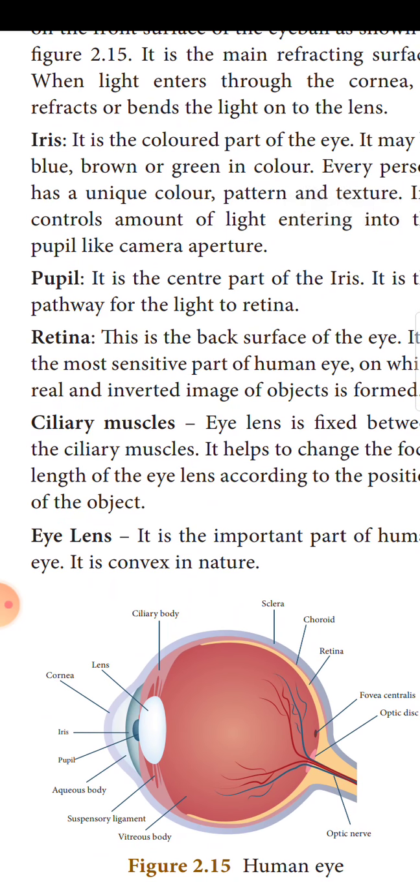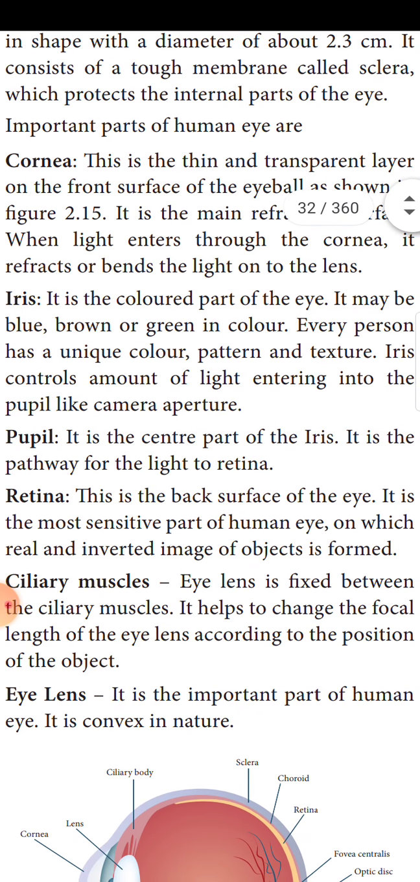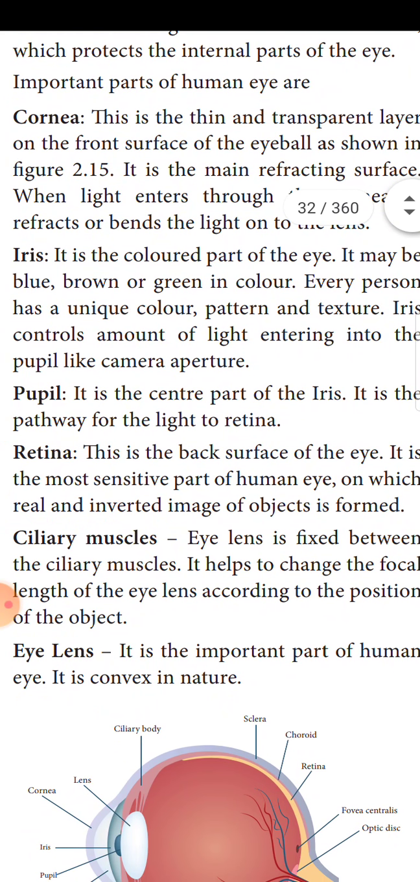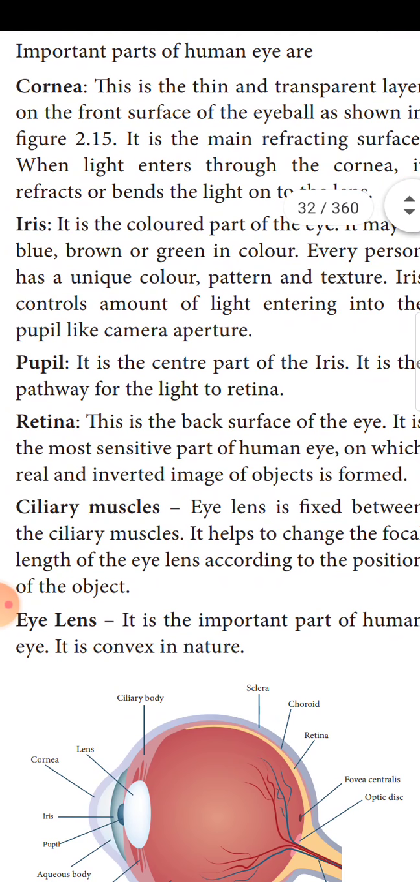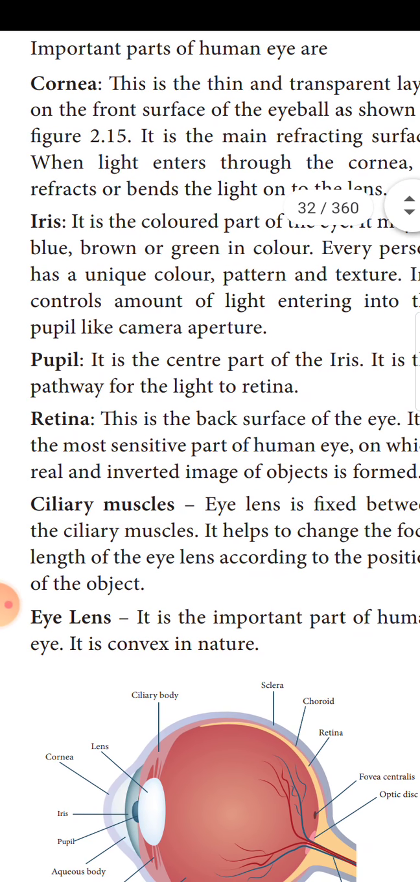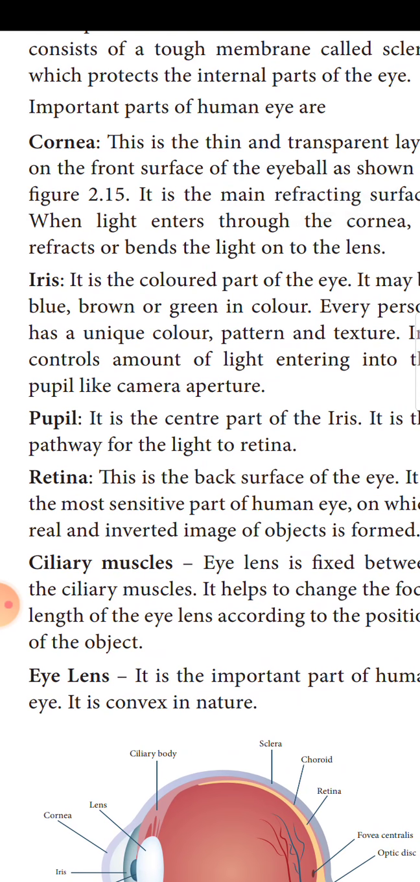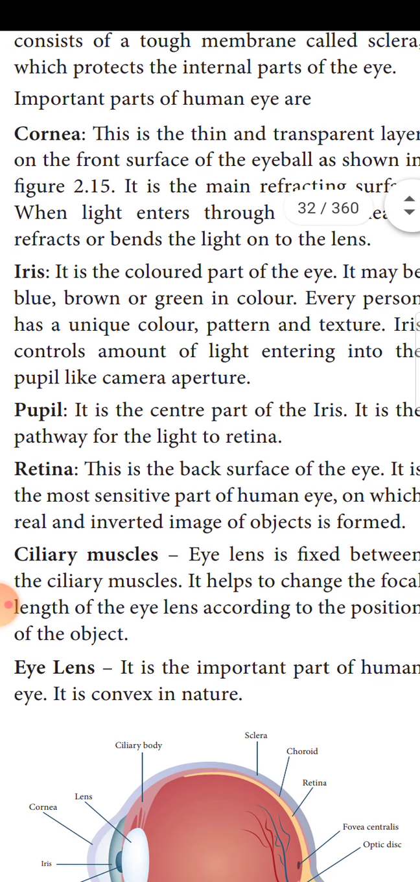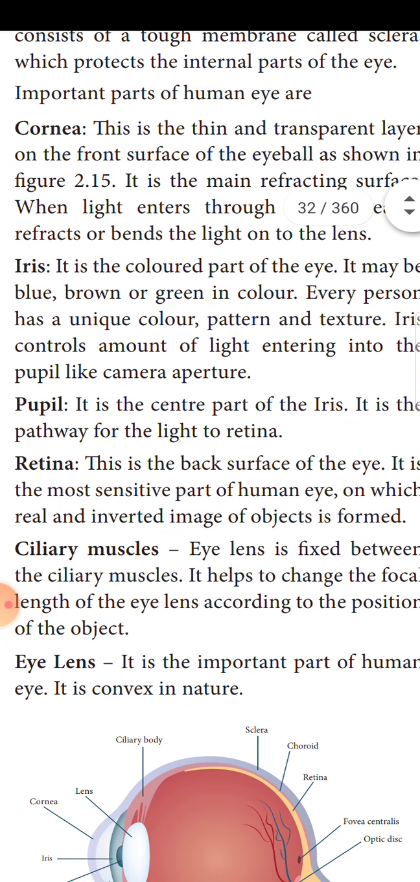Next one is iris. Iris is the colored part of the eye. It may be blue, brown or green in color. Every person has a unique color, pattern and texture. The iris controls the amount of light entering into the pupil, like a camera aperture.